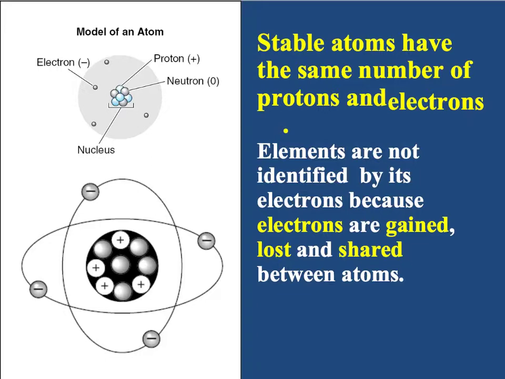Now for the bullet point that says, what causes chemical reactions to occur? I want you to write that electrons are gained, lost, and shared between atoms. So what causes chemical reactions to occur? Electrons are gained, lost, and shared between atoms.